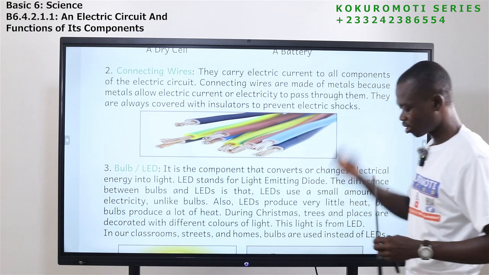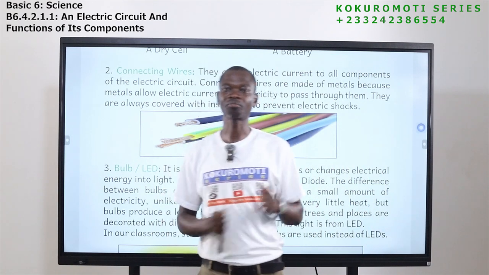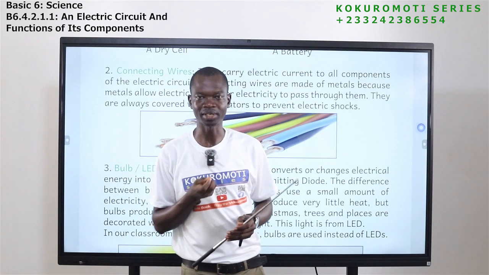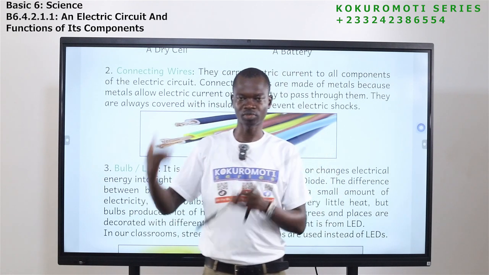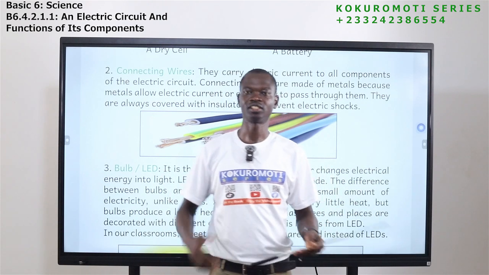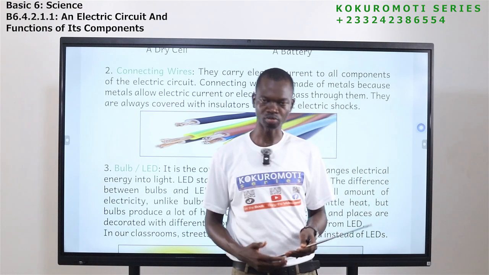So you see, all electric connecting wires are made of metals, but we cover them with rubbers, with materials that will prevent us from electric shock. Those materials are what we call the insulators. Insulators are materials that do not allow electricity to pass through them.